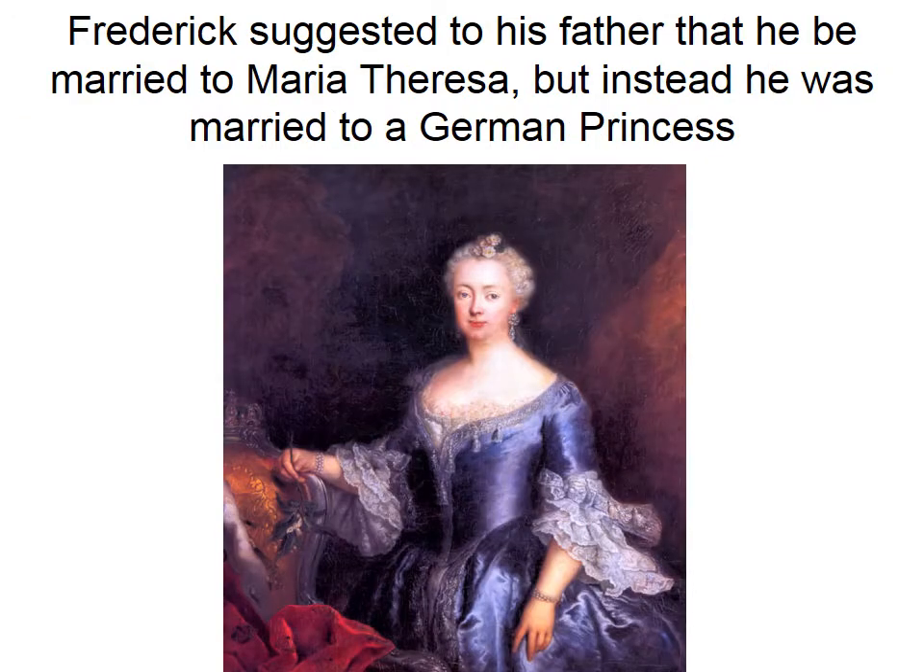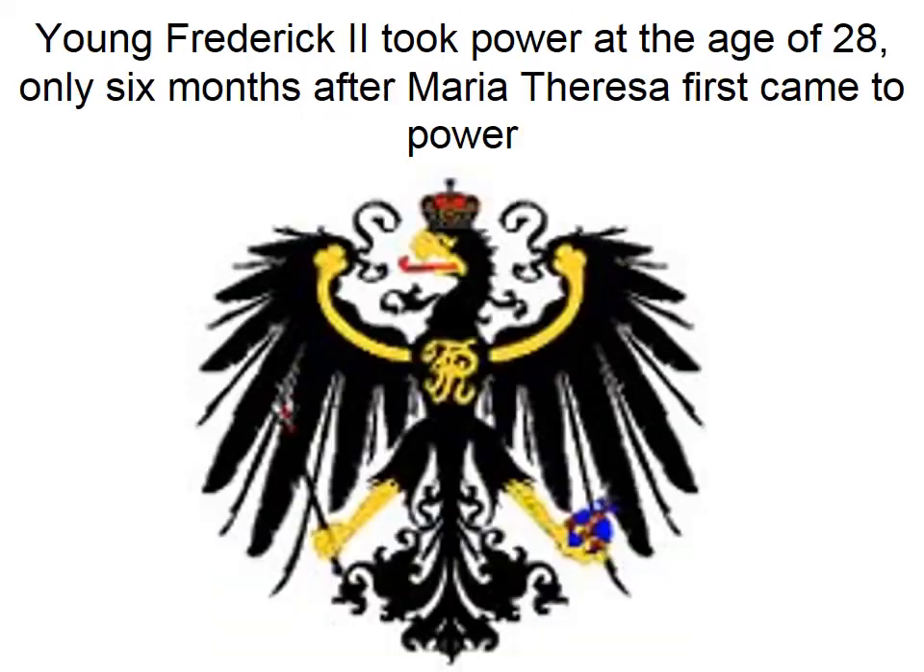So it was at this particular time that Frederick suggested to his father that he be married to Maria Theresa, who we just learned about in the previous PowerPoint. He thought that would be a really good alliance between Prussia and Austria, but instead he was simply married to a German princess. Frederick II took power at the age of 28, and this was only 6 months after Maria Theresa also came to power. So they pretty much took the throne about the same time.